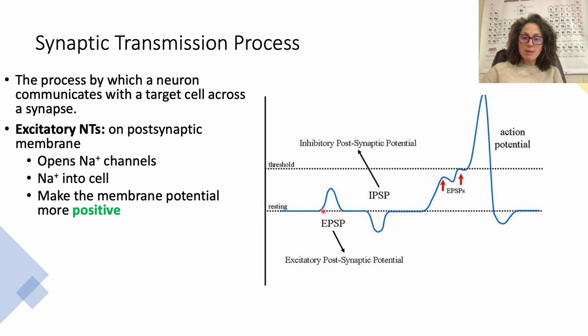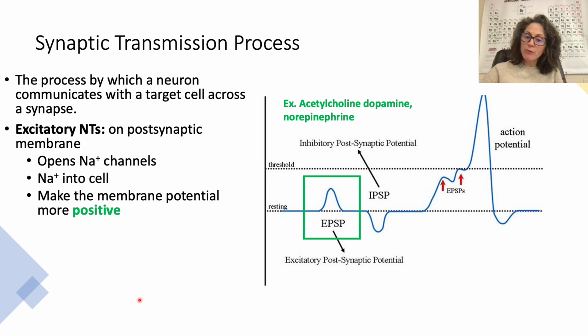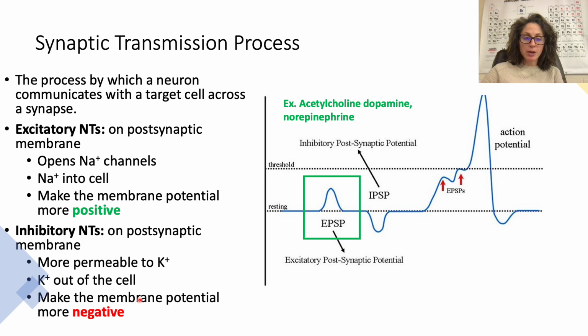We look at a resting membrane potential as the charge difference between the inside and outside of the cell membrane when nothing's happening to the neuron. It's just hanging out, not doing anything. Excitatory neurotransmitters are going to cause it to become more positively charged, and we see this spike here. Acetylcholine, dopamine, and norepinephrine are neurotransmitters that have that effect. Similarly, but in the opposite direction, we have neurotransmitters that are going to make the membrane more permeable to potassium.